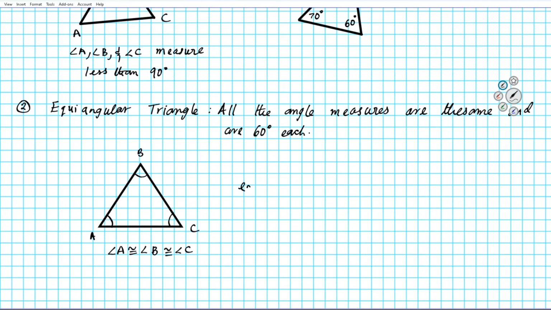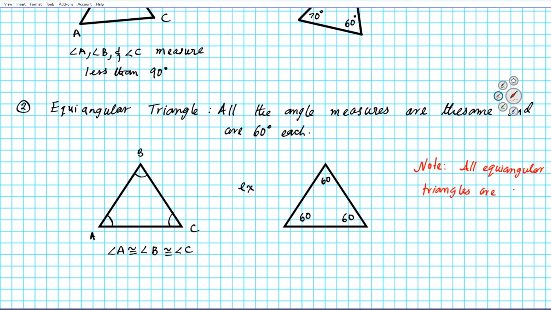Okay, so let's take a look at an example. What does an equiangular triangle actually look like? What are the measures of the angles? Well, they're all the same and it must be 60 degrees. So we'll have a 60, 60, 60 triangle. That's an equiangular triangle. Something to note is that all equiangular triangles are acute.